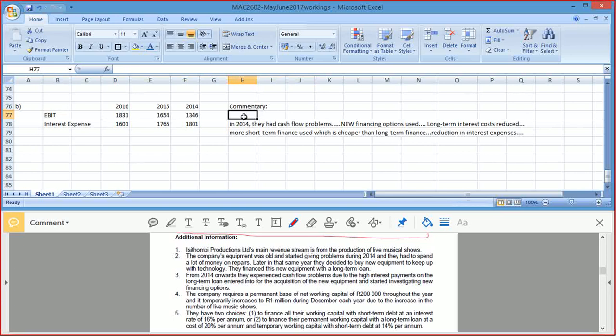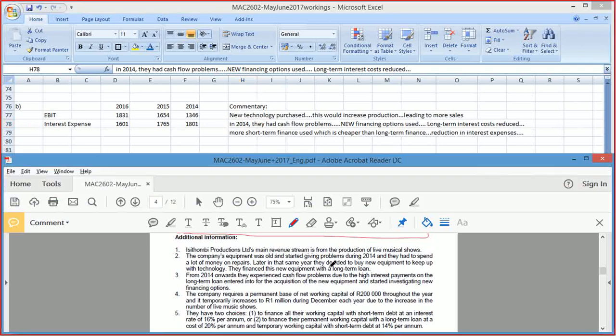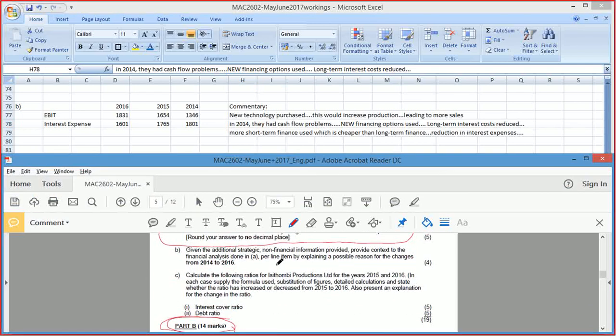Okay, so new technology purchased. This would increase production, leading to more sales. Okay, there you go. 4 marks for doing that, explaining what happened from 2014 to 2016. Got that? Yes, sir. Okay.